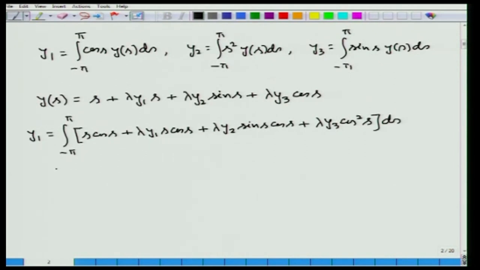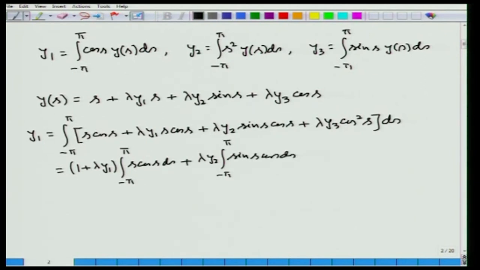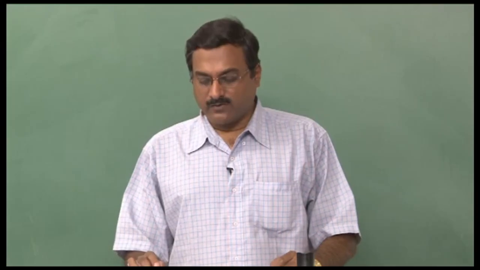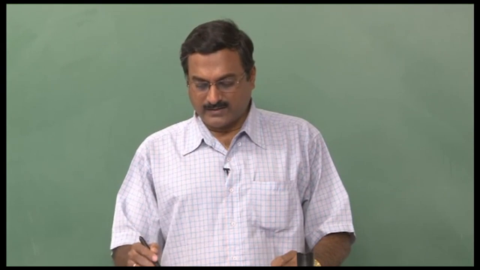From here we can write this as equal to 1 plus lambda y 1 times integral minus pi to plus pi of s cosine s d s, plus lambda y 2 integral minus pi to plus pi of sin s cosine s d s, plus lambda y 3 integral minus pi to plus pi of cosine square s d s. Now, the first two integrals vanish, as s cosine s is an odd function and sin s cosine s is also an odd function, and in both cases the limit is from minus pi to plus pi.